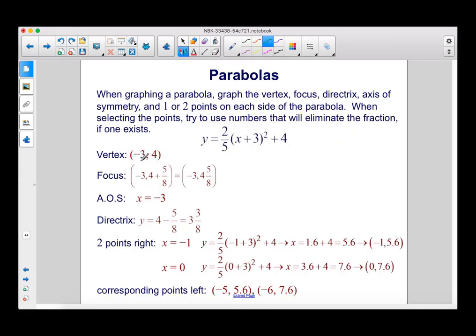Okay, so our vertex is at -3, 4, but we're going to pick 2 points to the right, so we'll choose x values of, let's say, -1 and 0, and then corresponding points on the left. So since we moved over 2 to the right to get this -1, because -3 plus 2 is -1, we'll take -3, subtract 2, and we get -5. We'll do the same thing with the other point, so we'll subtract 3, and we'll get an x value of -6. When we plug those x values into the equation, we get the y values, and therefore we have 4 total extra points on the parabola.